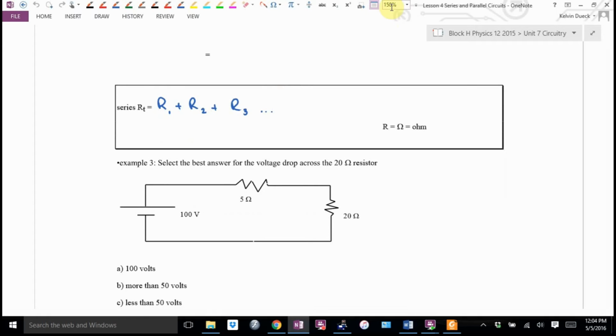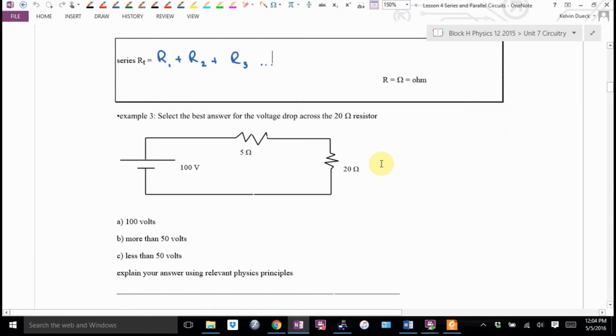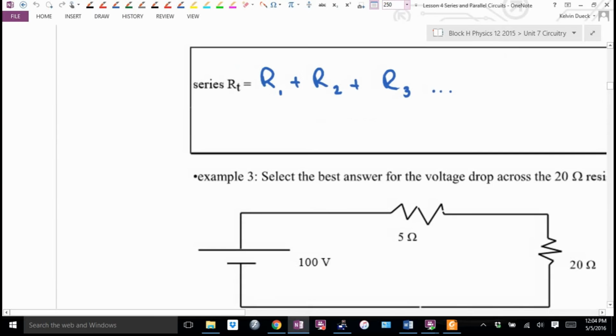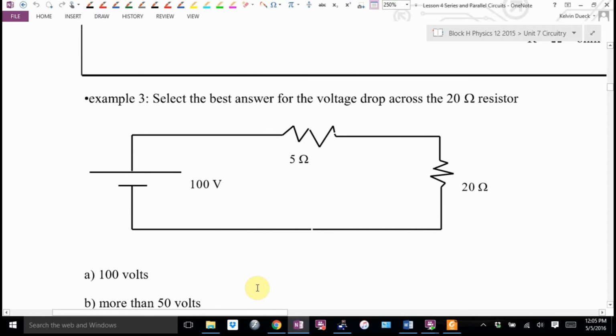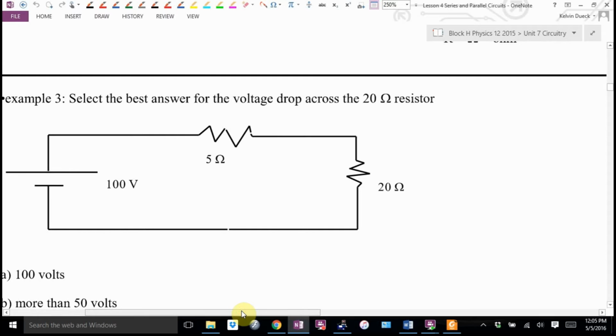Example 3 says, select the best answer for the voltage drop across the 20 ohm resistor. We're actually going to go further than that. We're going to solve this. I'm going to find out the voltage drop and the current going through each resistor. Did they tell me current anywhere? And I told you, Dustin, that I want to try and find total current. Do you see amps anywhere? No. This is a situation where we're going to have to rewrite this circuit as its mathematically simplest equivalent.